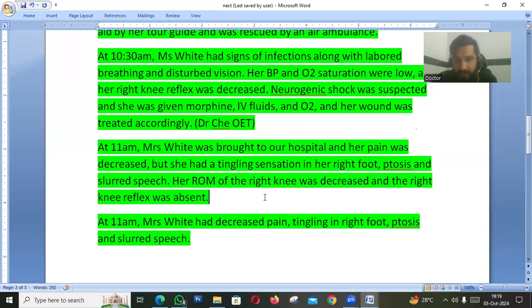So this is in the examination, we can write ROM. Yeah, ROM is a common term. You can write it. Okay.